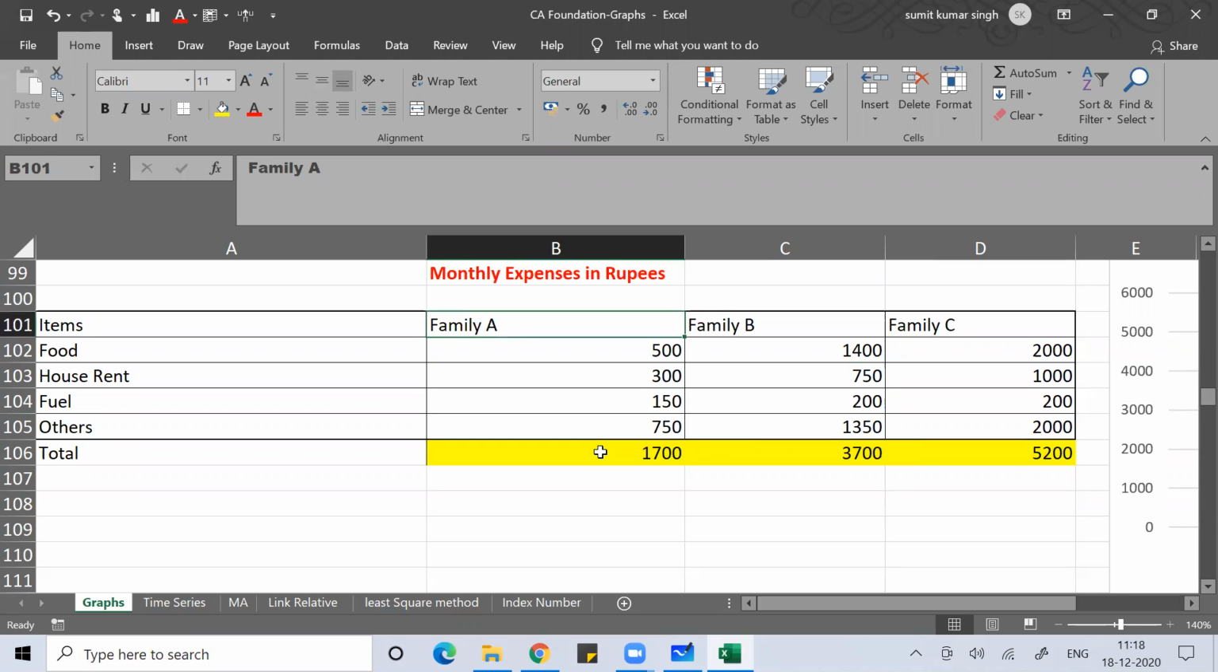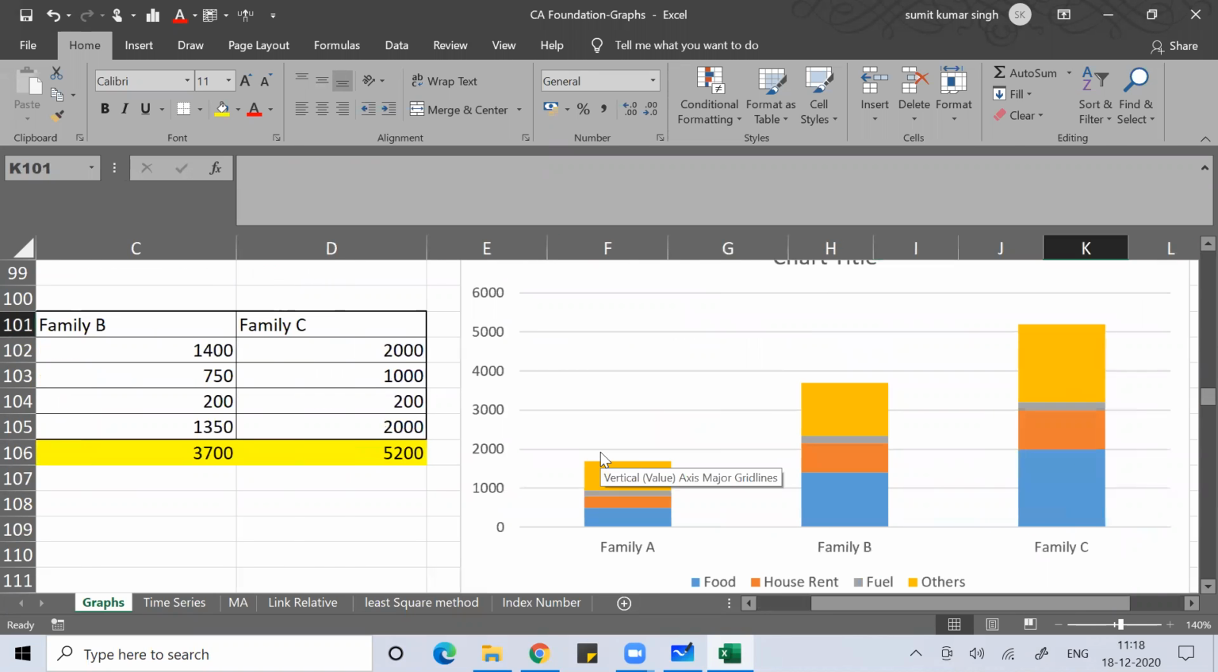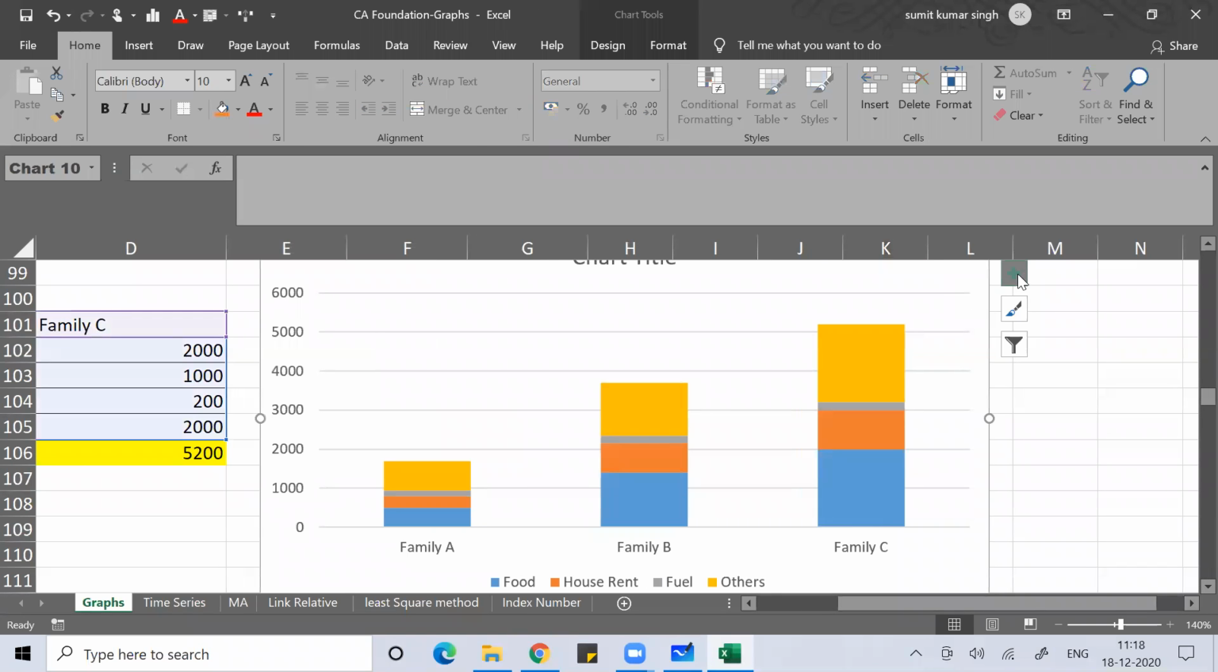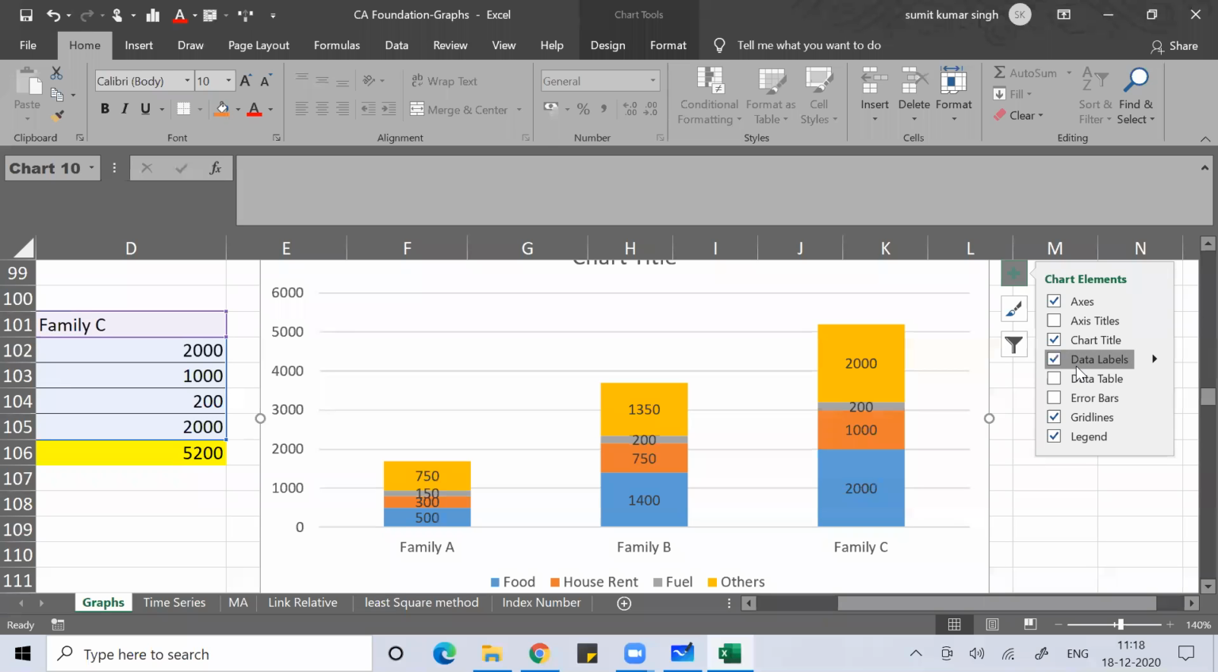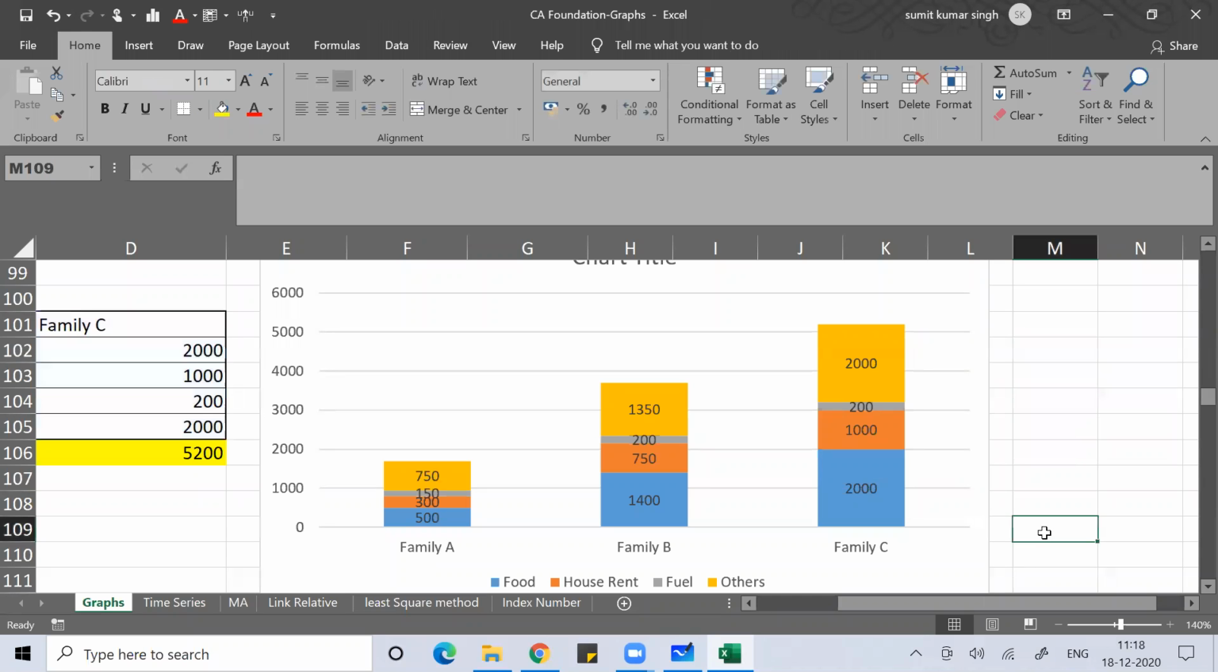Using this data, you can create a diagram like this. With this diagram, you can easily understand the breakup of the expense of family A, in what way they're spending that money. In the different components, you can easily understand the breakup of that expense by looking at this diagram. So this is called a subdivided bar diagram.